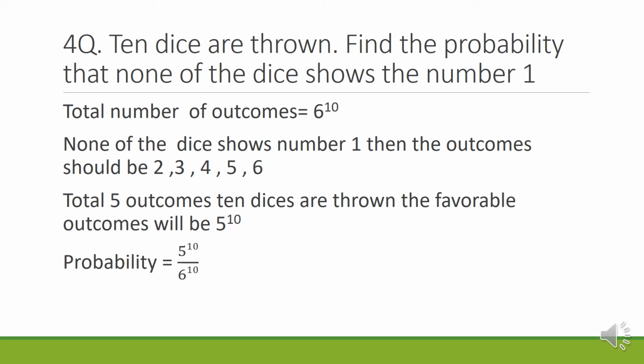10 dice are thrown. Find the probability that none of the dice shows the number 1. Here 10 dice are thrown, so the total number of outcomes will be 6 power 10. They are asking that none of the dice shows the number 1, so the outcome should be 2, 3, 4, 5 and 6. So a total of 5 outcomes should be there, and 10 dice are thrown, so the favorable outcomes will be 5 power 10. The probability is equal to favorable outcomes by total number of outcomes, that is equal to 5 power 10 by 6 power 10.